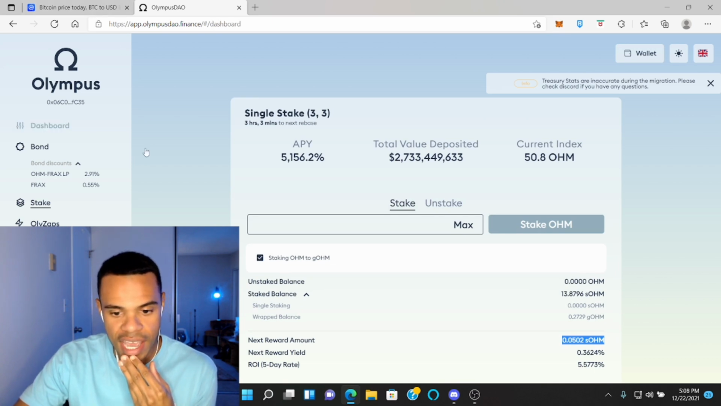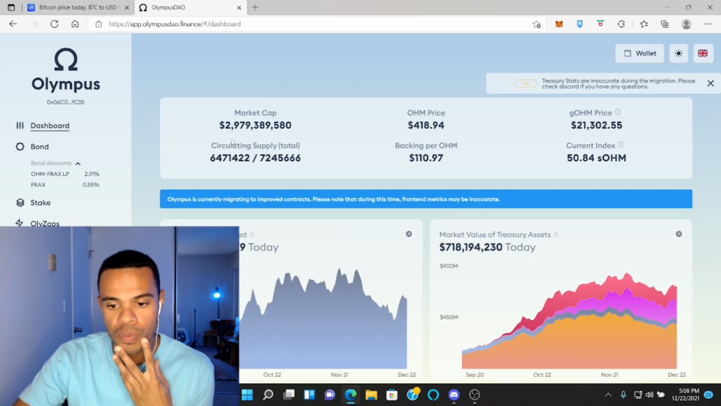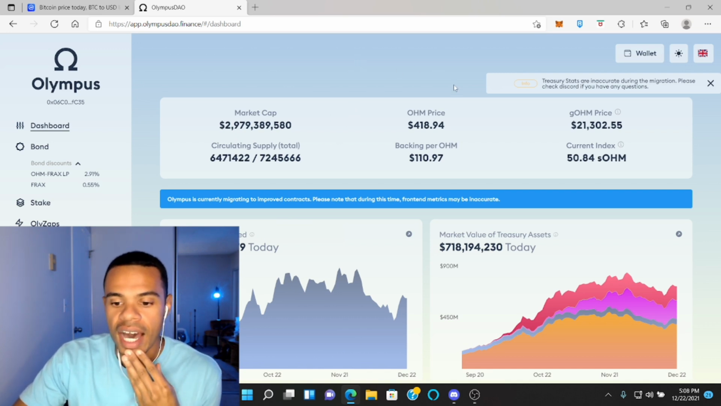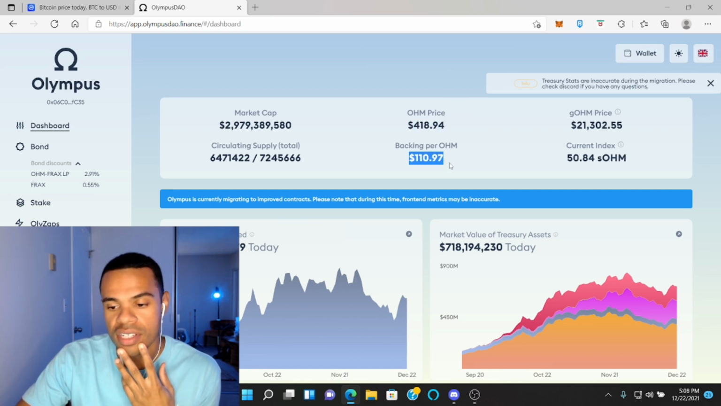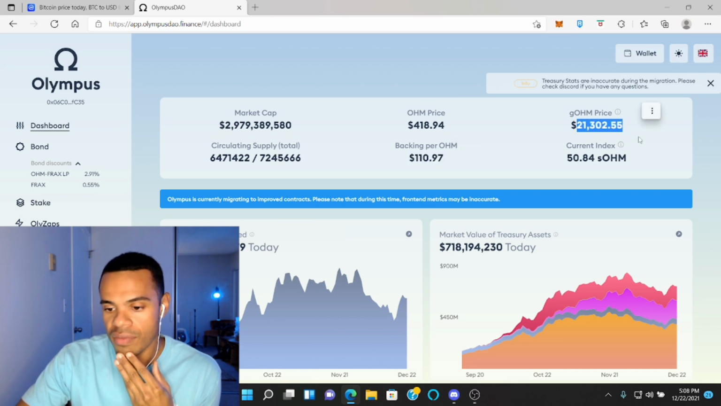Again, we can go to the dashboard and check out the market cap. It's about 2 billion. Of course, the price has been falling, following the market. OHM price is $418, backed by $110 from the treasury, so that's about 25% backing, not bad. GOHM price is about 21,000. Current index is about 50.84 SOHM.